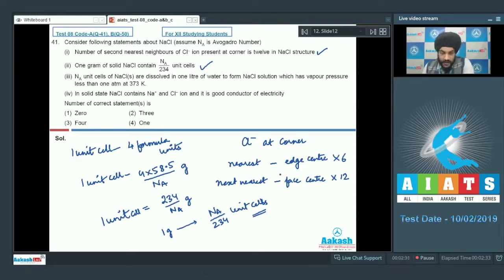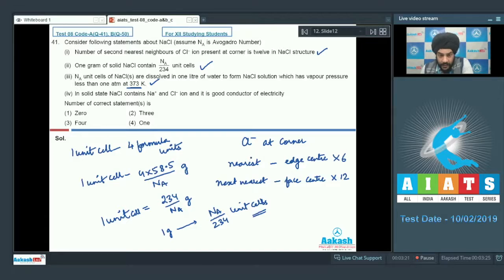If you look at the third option now, Na unit cells are dissolved in 1 liter of water to form NaCl solution, which has a vapor pressure less than 1 atm at 373 Kelvin. Students, this statement is also correct. Due to the addition of solute, the vapor pressure of water decreases, and as such, the solution will not boil at the boiling point of water. So the third statement is also correct.